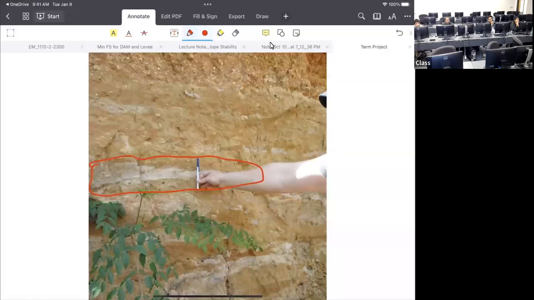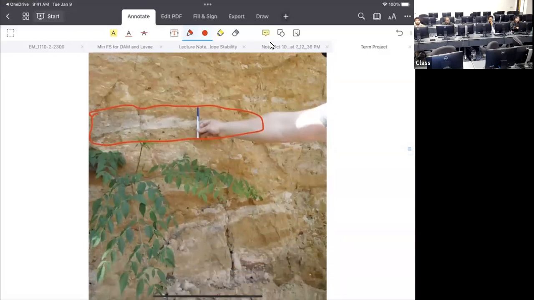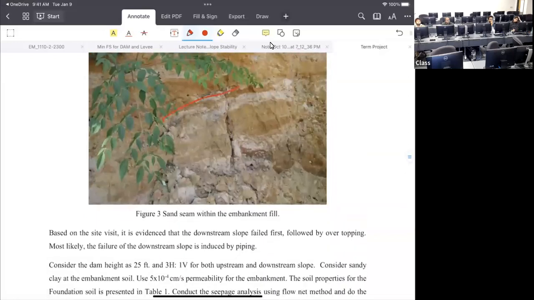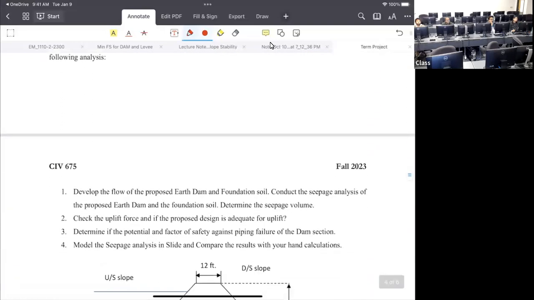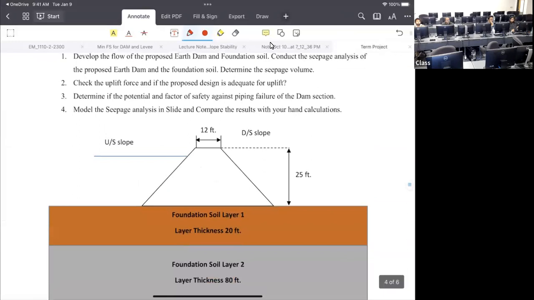That means there will be a high possibility of piping, right? And seepage loss. So for this one, there was an issue with the site investigation or poor quality construction, and it failed. So you need to consider a few things. Some of the things are true and some I made up, just to make it a project.